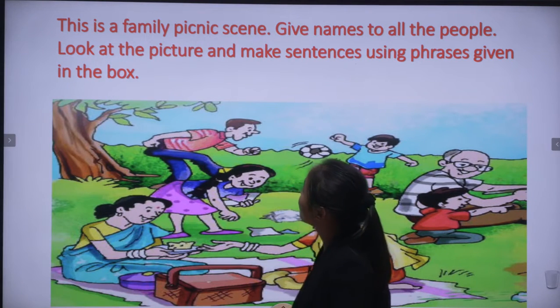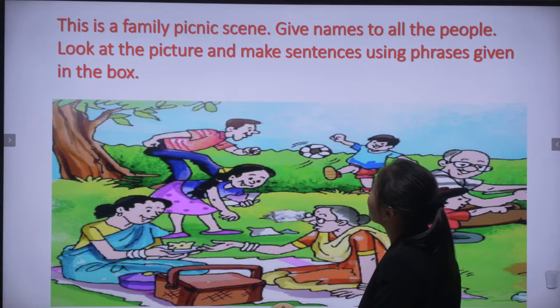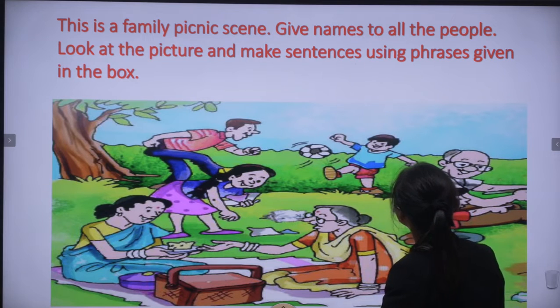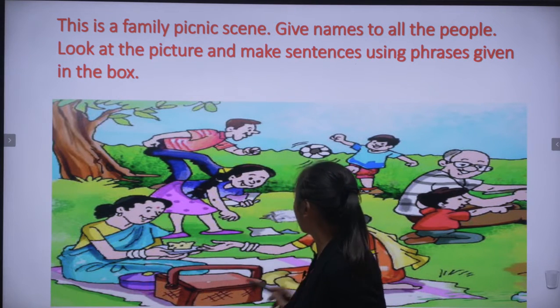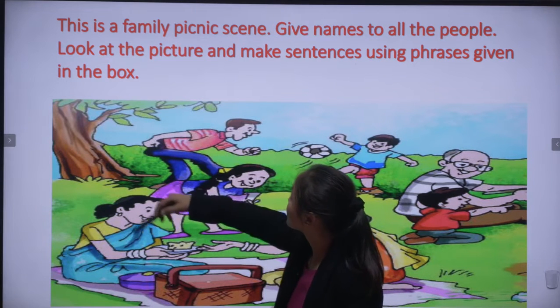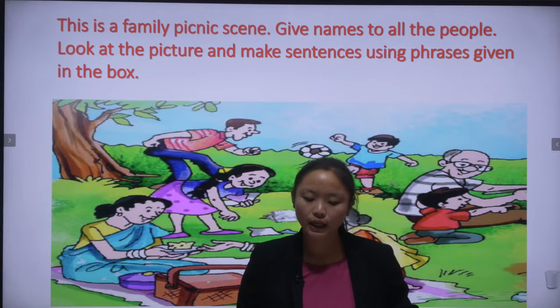Now this is a family picnic scene. Give names to all the people. Look at the picture and make sentences using the phrases given in the box. So here is a picture, and this is a picture of a family picnic.